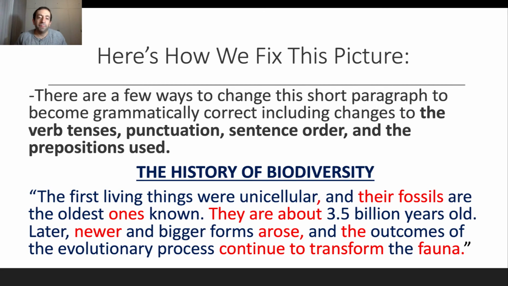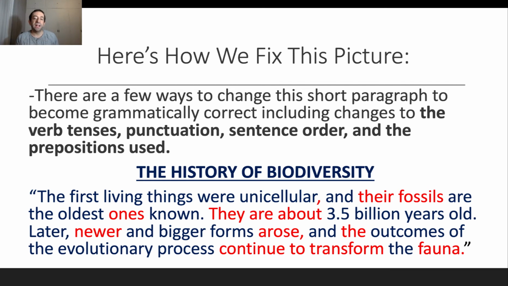All right, so let's dive back in. The history of biodiversity. The changes I've made are highlighted in red. So we have: The first living things were unicellular, comma, and their fossils are the oldest ones known. They are about 3.5 billion years old. Later, newer and bigger forms arose, comma, and the outcomes of the evolutionary process continue to transform the fauna.